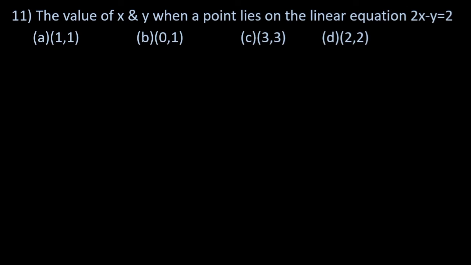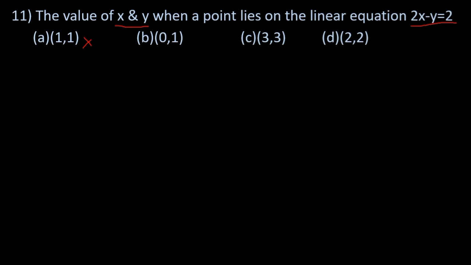11th one, the value of x and y when a point lies on the linear equation 2x minus y is equal to 2. Options we have: 1, 1; 0, 1; 3, 3; 2, 2. Here they said we need to find the x and y values where, by substituting that x and y value in that equation, we need to get the answer 2. So we will check the first option, 1, 1. If we substitute x value 1 and y value 1, what will we get? 2 1s are 2, minus 1. We will get 1, because 2 minus 1 is 1. Therefore option A is not possible.